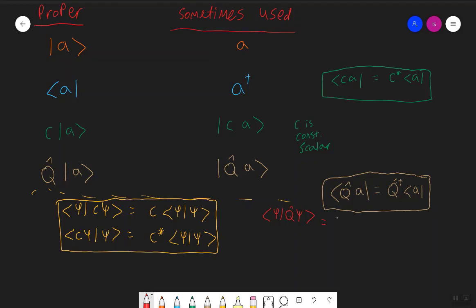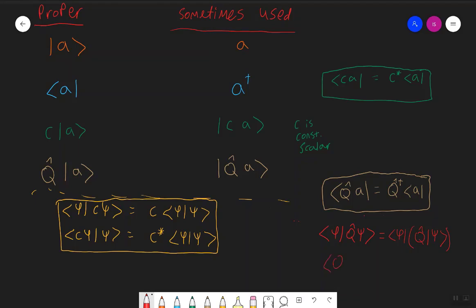What this is, using our properties, is phi inner product with q hat psi. That would be the phi bra vector times q hat acting on the psi ket vector. You cannot change the order of multiplication here.